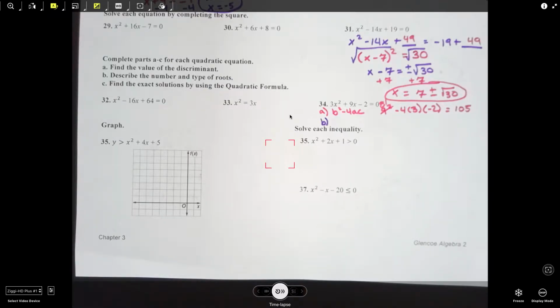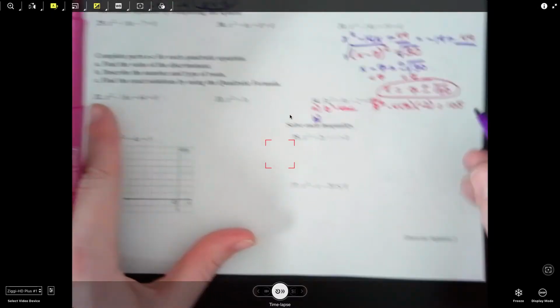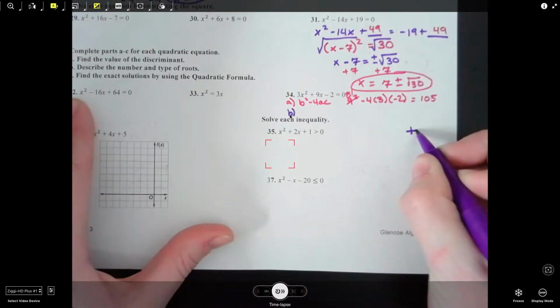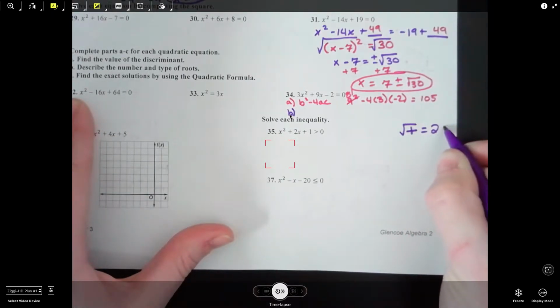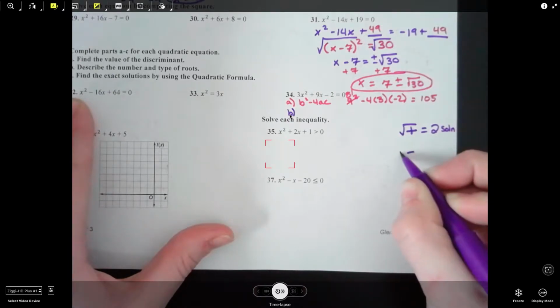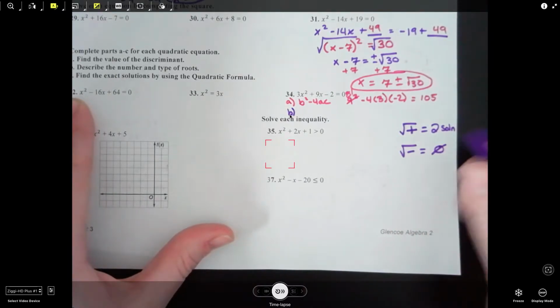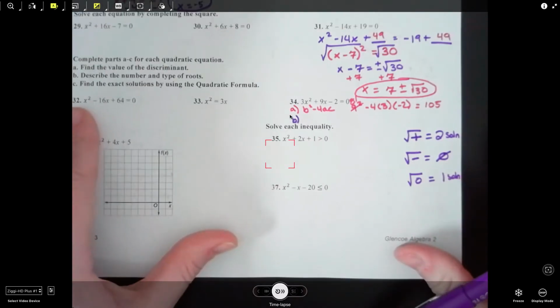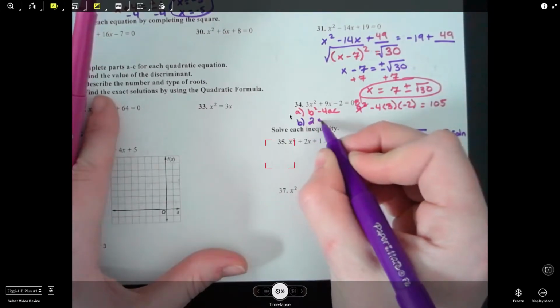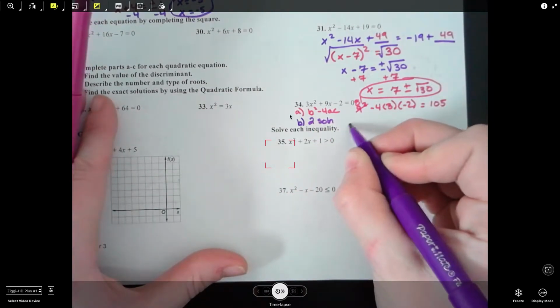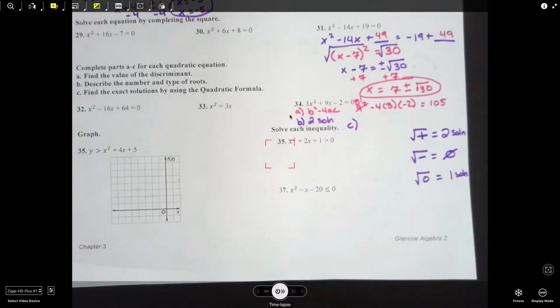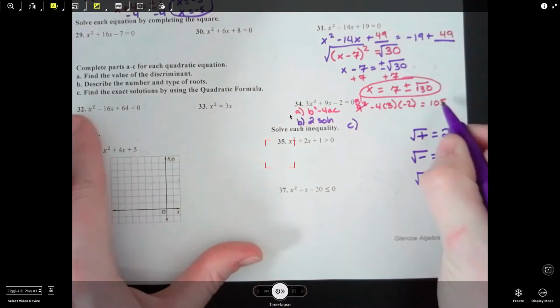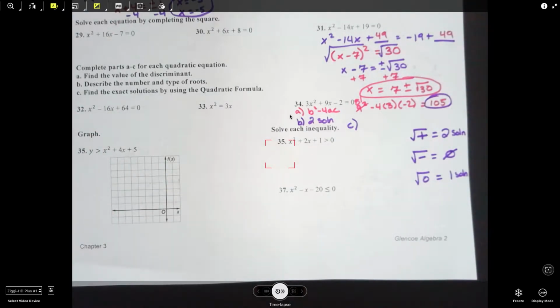What? 2. Should we write that over here? If it's positive, there's 2 solutions. If it's negative, there is no solution. If it's 0, there is 1 solution. Okay, so this is 2 solutions. And then C. 105 is the answer to A. The answer to B is 2 solutions.